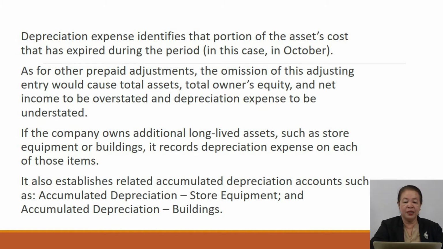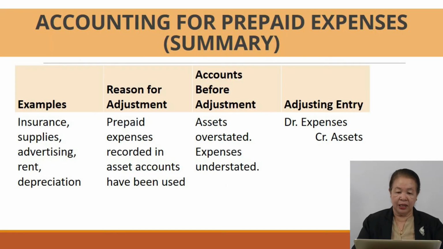So, for the prepaid adjustment, the omission of this adjusting entry would cause total assets, total owner's equity, and net income to be overstated and depreciation expense to be understated kung hindi natin siya adjust, no? Ito yung magiging result the accounting for prepaid expenses, no? For example, we have the insurance, we have supplies, we have advertising, we have rent, we have depreciation. Bakit kailangan natin siya i-adjust? Because the prepaid expenses recorded in asset accounts have been used.